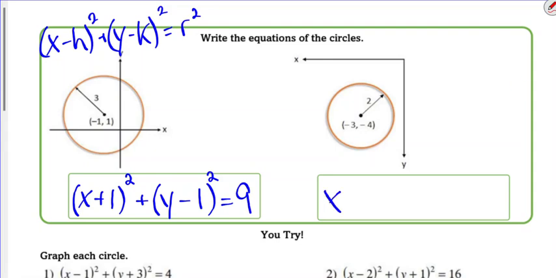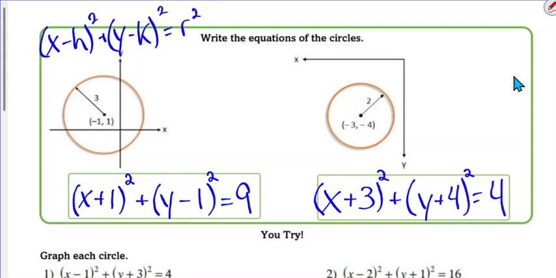Last one, x minus negative 3 changes to a plus 3, so that's (x plus 3) squared plus (y plus 4) squared, and that equals 2 squared, which is 4. And again, any x and y value along this circle can be plugged in here and there, and if it's on that circle, you'll get an answer of 4. If you plug in a point over here, you will not get an answer of 4.